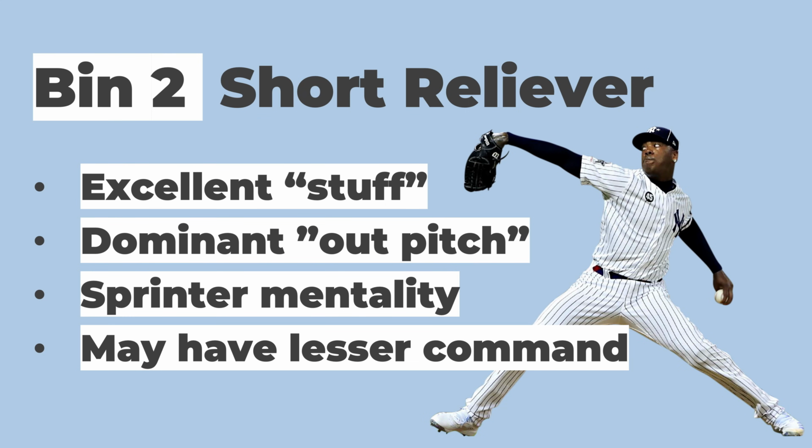Short relievers, they're kind of bin 2. These are more like the sprinters, if this was a track team, right? The starting pitchers are more like the distance runners, but even then, not as much distance runners, more like maybe a 400 meter. But the short relievers are the sprinters, the 100-meter guys. You see Aroldis Chapman here, throws super hard, has a nasty slider. So he's got that dominant out pitch where if you get to 2 strikes, he's going to strike you out a lot of the time.